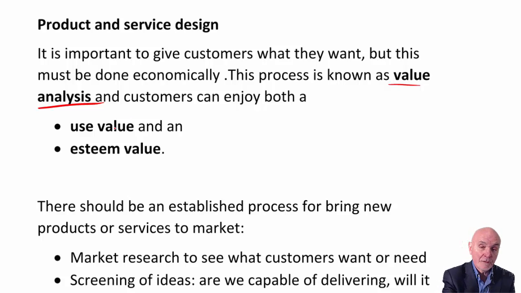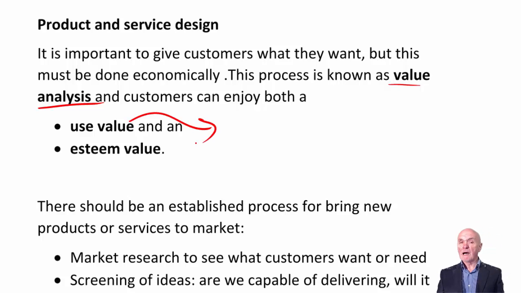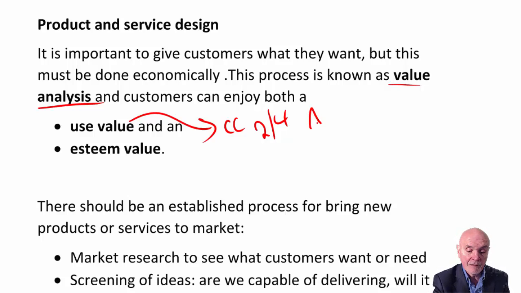One is use value. Let's say we're making cars. When you go and buy a car, one of the things you look at is the capacity, the cc, the number of litres in the engine and so on. You look at whether it's two-door or four-door. You might also be interested in air conditioning. These are all very much to do with the use you get from the car.